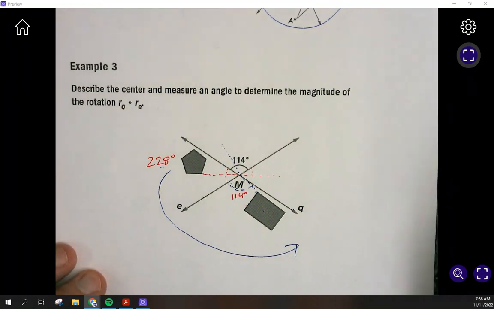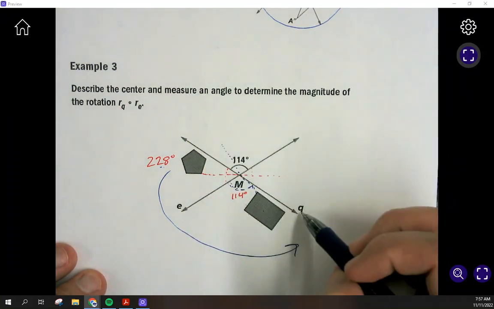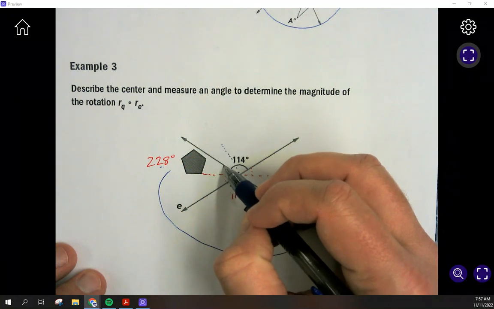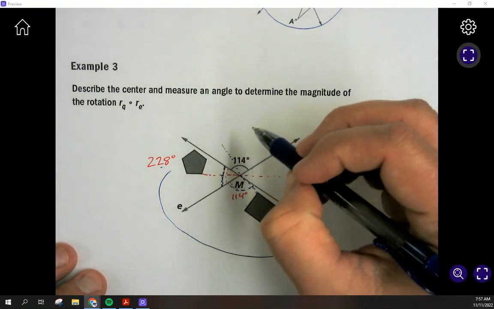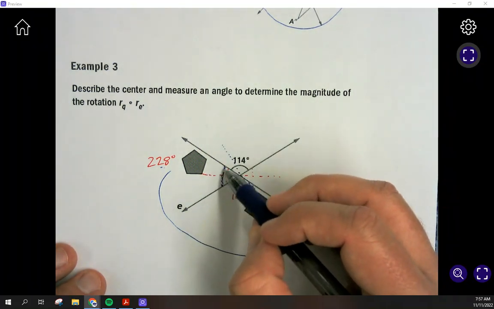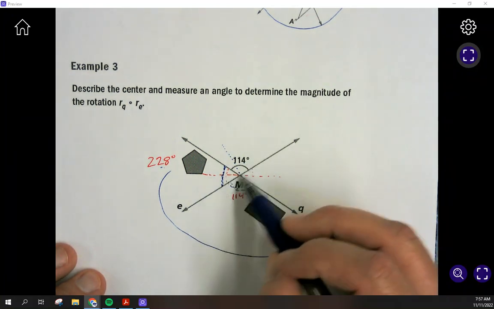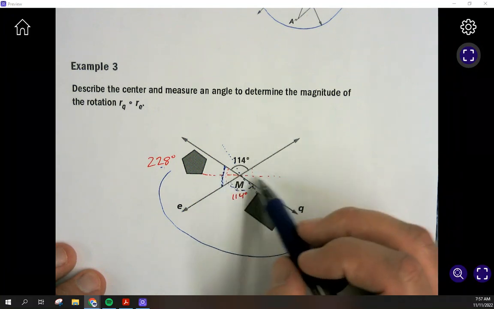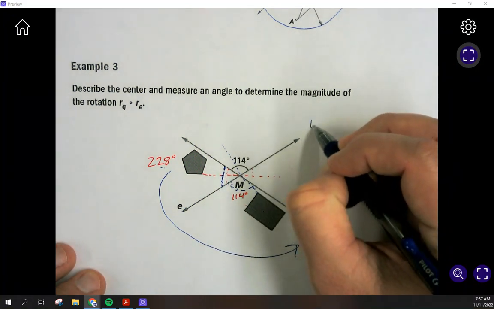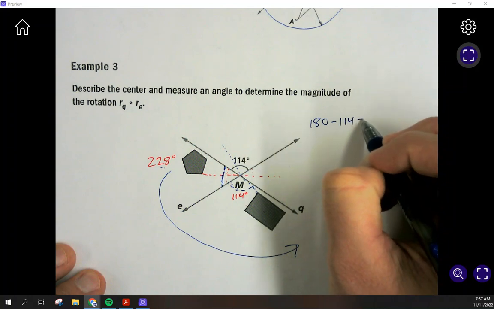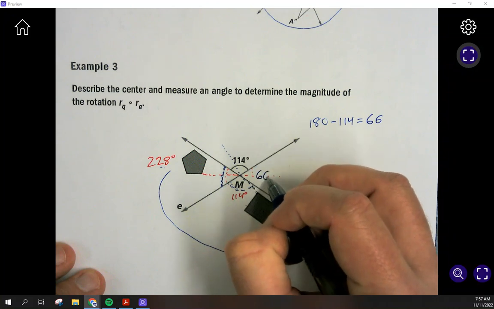And so how am I going to find that measurement? So since I'm going over E this way and then over Q this way, the angle measurement that I'm looking at to determine the total rotation is this one. So over E, over Q, this degree measurement is what's going to get doubled. So how do I find this one? If that's 114, we know that these are supplementary, right? We've got these two being equal. These two are going to be equal to each other, but together with the 114, they're going to equal 180. So if I do 180 minus 114, because they're a linear pair, that's 66. So this angle in here is 66 degrees.